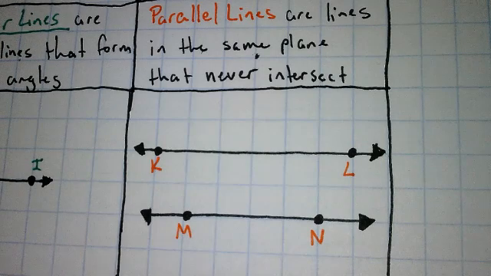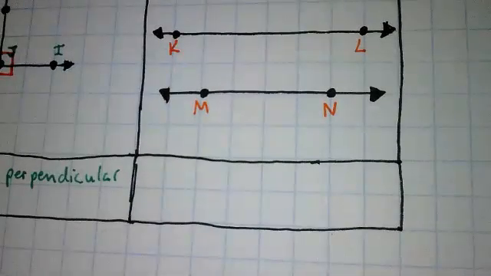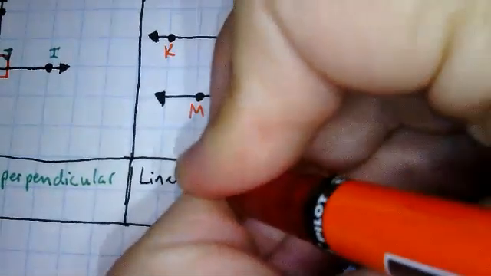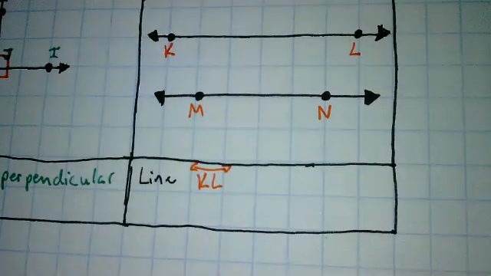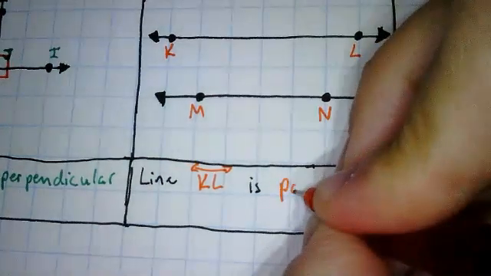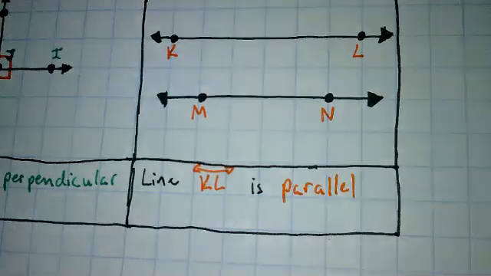Yeah. Okay. So, for this one, I can write line KL is parallel to line MN.